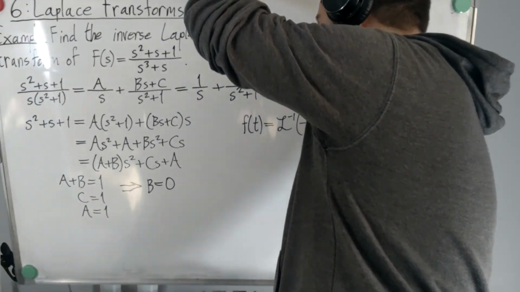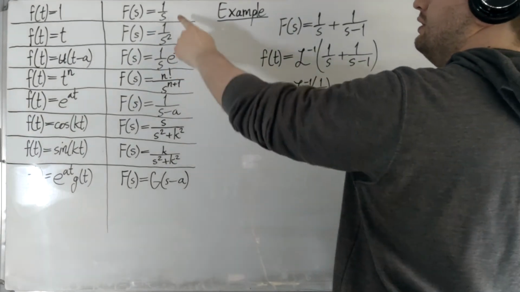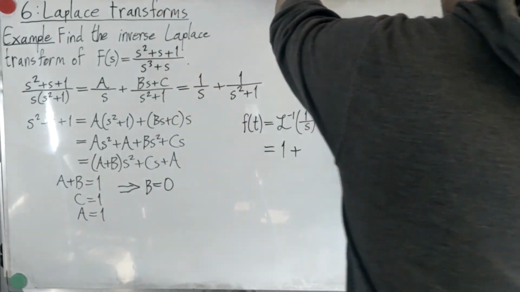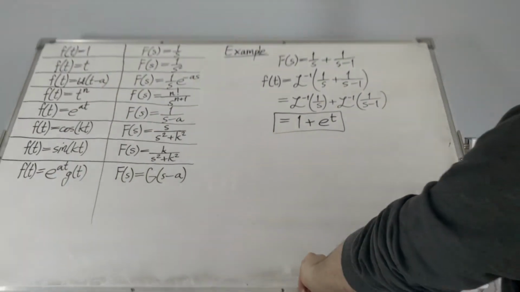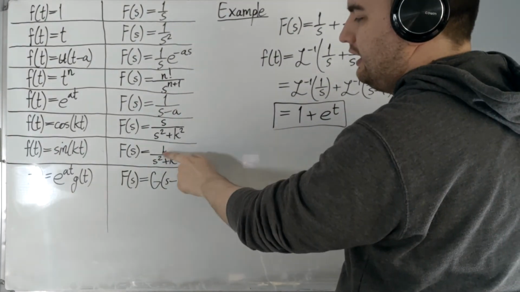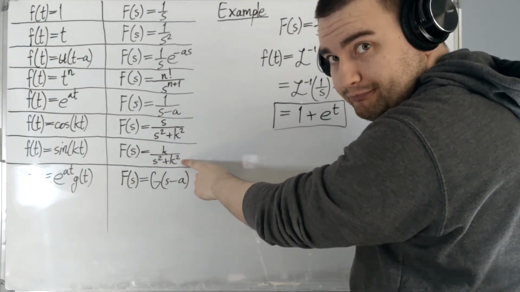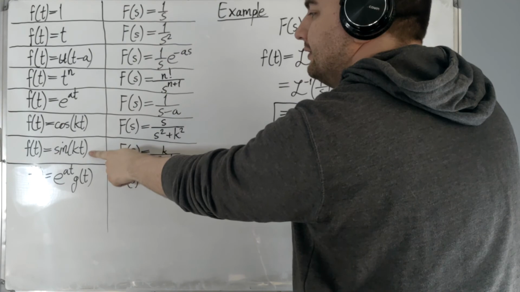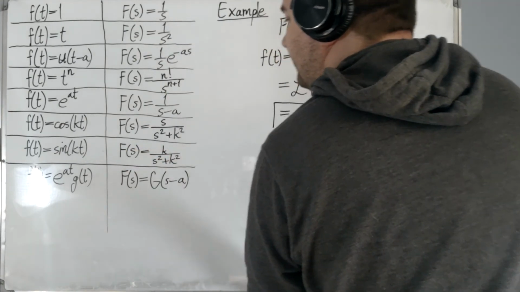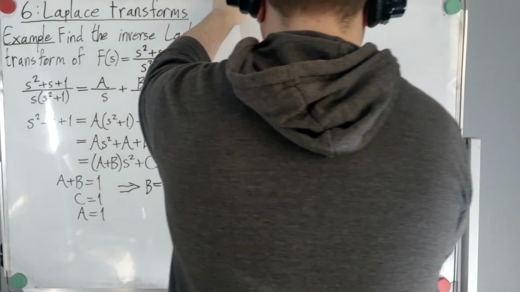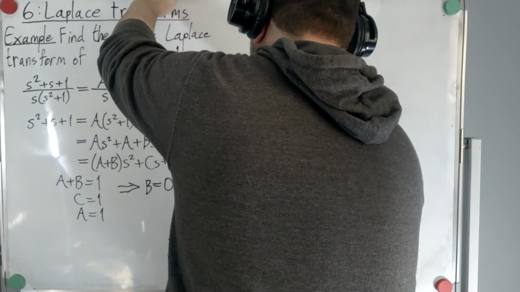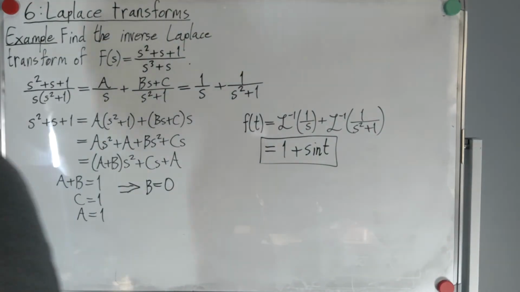And then we look back at our table. The inverse Laplace transform of 1 over s is 1. So this is 1 plus, then we have 1 over s squared plus 1. That looks a lot like k over s squared plus k squared, where k is 1. So we should expect the inverse Laplace transform to be sine of 1t, or in other words, sine of t. And that is our inverse Laplace transform.